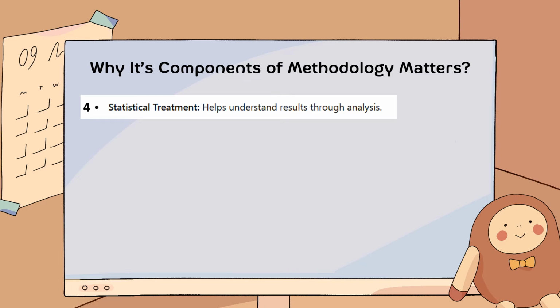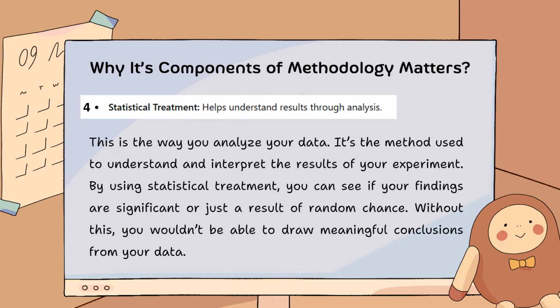4. Statistical treatment. Helps understand results through analysis. This is the way you analyze your data. It's the method used to understand and interpret the results of your experiment. By using statistical treatment, you can see if your findings are significant or just a result of random chance. Without this, you wouldn't be able to draw meaningful conclusions from your data.